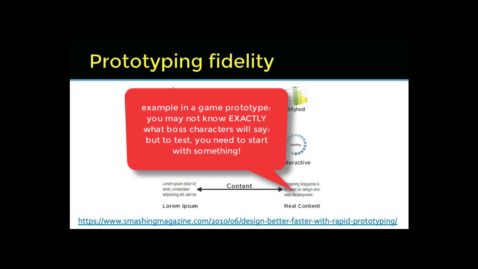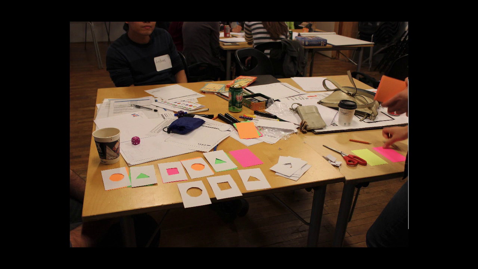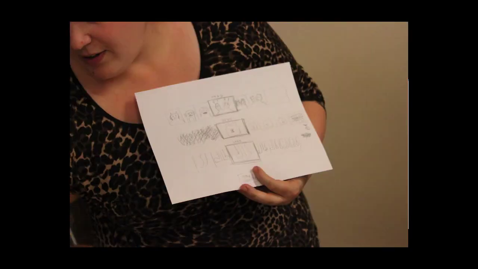The reason is that if you don't have some words on your sketches, it's going to be very difficult for you to test it. So this is what we mean by a low visual fidelity, a low functional fidelity, but a high content fidelity prototype. This is what your sketches should look like. They are sketches. They're not done using software, but there are some real words here.